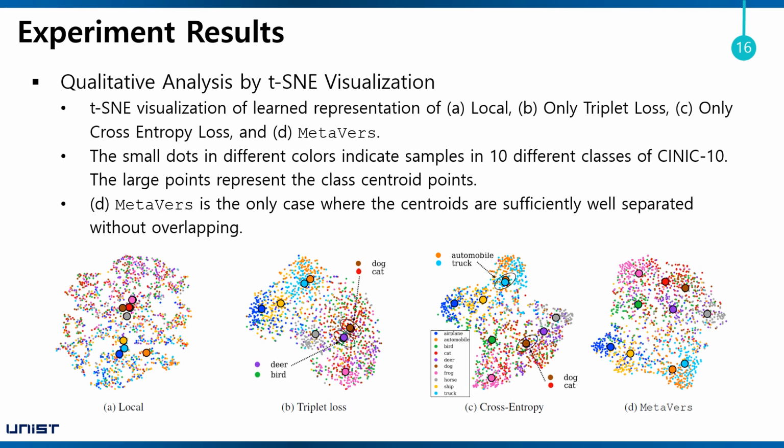We conducted t-SNE visualization to see representation ability. As you can see in the local t-SNE visualization, prototypes are centered and overlapped. MetaVers is the only case where the centroids are sufficiently well separated without overlapping. It means that MetaVers can make well-clustered and separated representations.